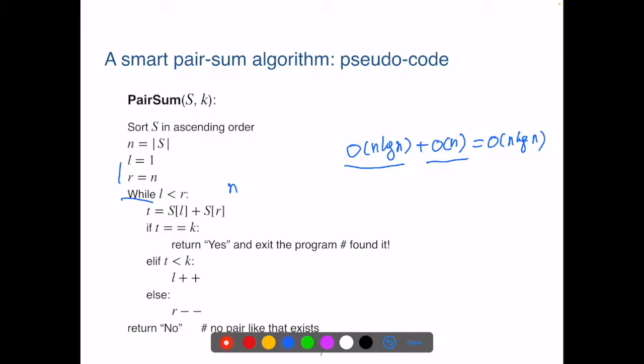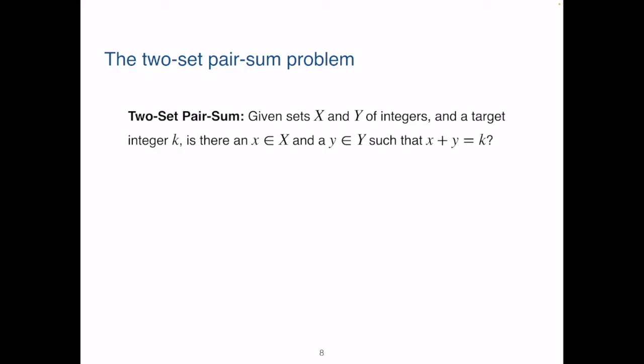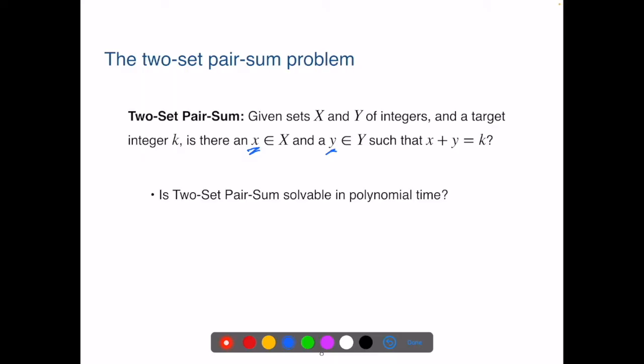Now we have seen an efficient algorithm to solve the PairSum problem. Next, we see an extension of this problem. This is the two-set PairSum problem. Given two sets, x and y, of integers and a target value k, can we find a number x from set x and a number y from set y such that x plus y equals k? Is there a polynomial time algorithm for the two-set PairSum problem?